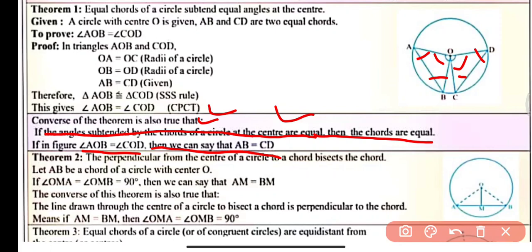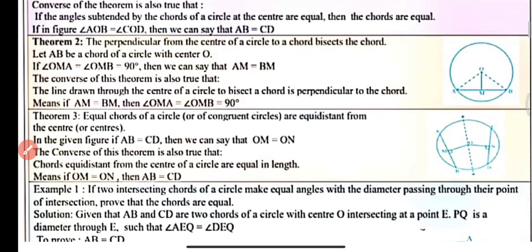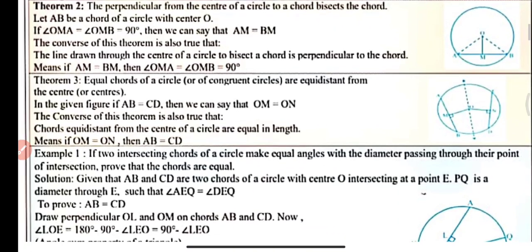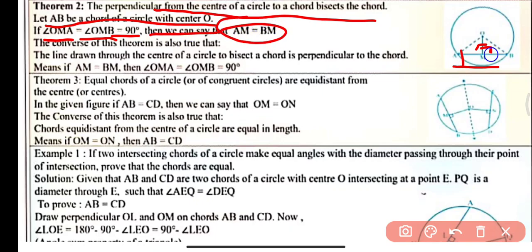Now we have theorem number 2. The perpendicular from the center of a circle to a chord bisects the chord. So keep in mind, the perpendicular from the center of a circle to a chord bisects the chord. Let AB be a chord of the circle. Here we have AB as a chord of the circle. Now angle OMA equals angle OMB equals 90 degrees. So you can see here angle OMA and angle OMB equal 90 degrees. Then we can say that AM will be equal to BM.